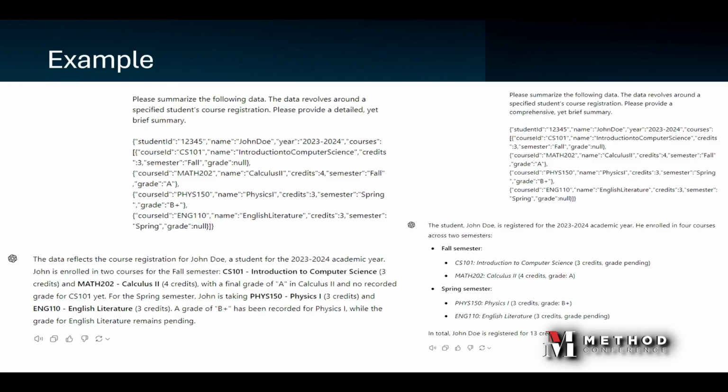I have the exact same question and data on this side, but all I did was change one word. Please provide a detailed yet brief summary. On the right side, please provide a comprehensive yet brief summary. And look at how different our responses were formatted. It's important, right? Because you've got to think of the LLM as a natural extension of communication. If I want it to respond in the way that I want, I need to tell it to respond in that fashion. That's why prompt engineering is a really important thing.